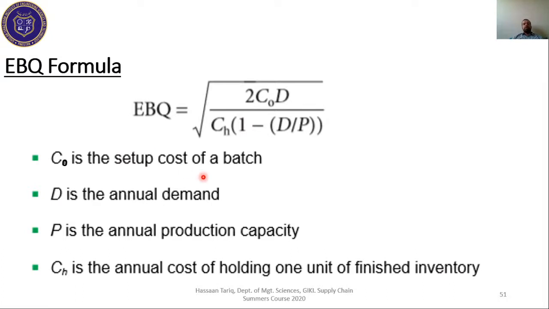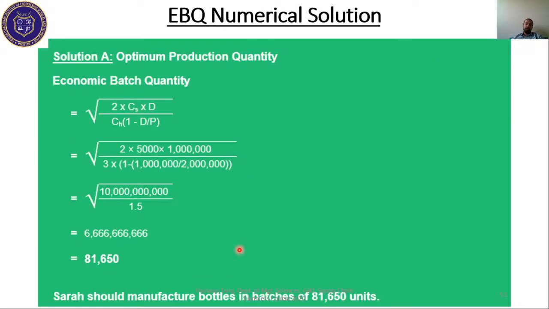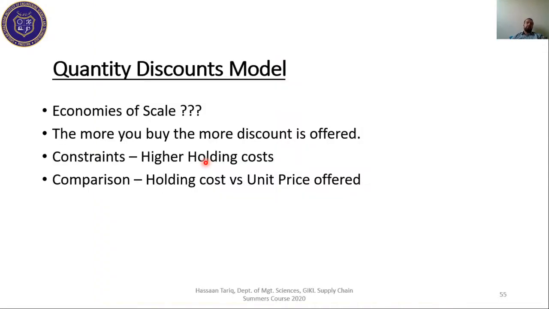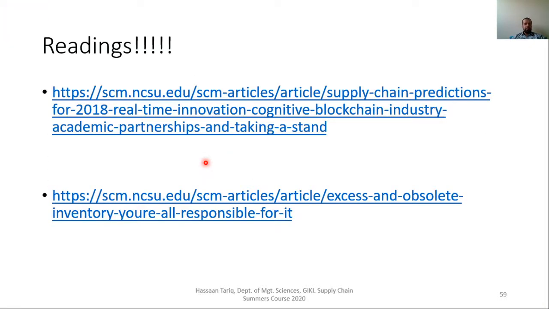Here's the calculation. So C naught is the setup cost, D is the annual demand, CH is the holding cost of 1 unit, and P is the annual production capacity. So if you go through this example, this is a very realistic and common example used for EBQ. Make sure that you go through this. The formula is there. Find an EBQ quantity, the optimum amount of inventory, then you find out the cost, and then you may be able to find out the savings that you have made through EBQ. So make sure that you go through all these numericals of quantity discount, EBQ, EOQ, and ROQ. All right. These are some recommended readings if you really want to go through.